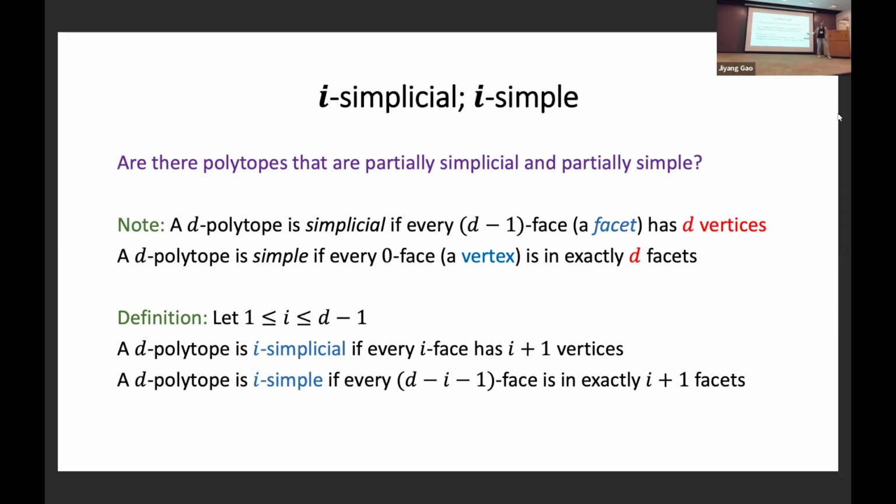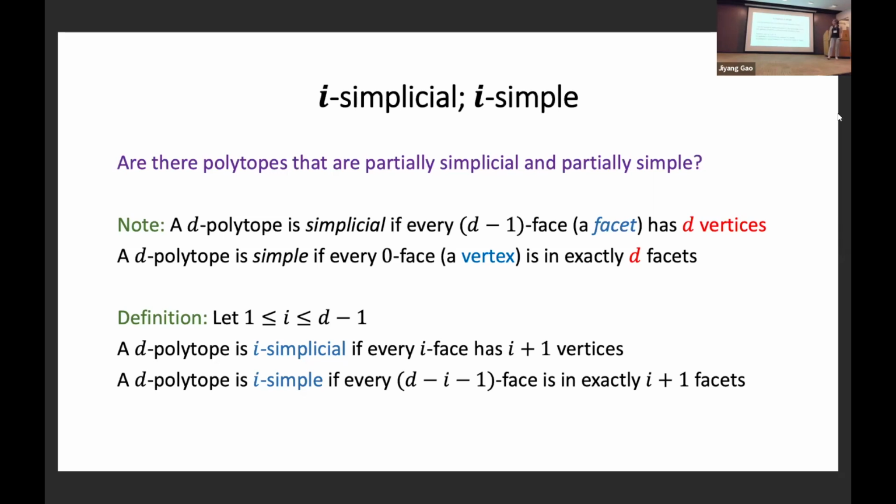Okay, so on the next page, we will see some examples. But for now, let's just try to play a little bit with what that says. So for instance, what happens if i is one? We are saying that our polytope is one-simplicial if every one-dimensional face, so an edge, has two vertices. Right? So that always happens. So every polytope is one-simplicial. What does it mean to be one-simple? Well, now we need that every d minus two dimensional face lies in exactly two facets. Well, that also happens. So every polytope is also one-simple.